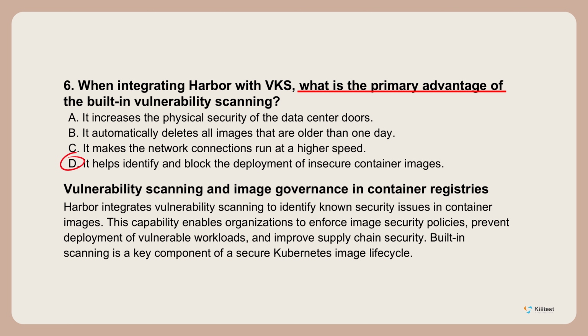It's an image governance checkpoint. So you're stopping vulnerabilities before they even get into the cluster. How does that work? Does Harbor just flag it, or does it actually stop the deployment? Oh, it actively prevents it. This is where policy enforcement is so critical. Harbor scans for known CVEs. So an organization can set a policy like no image with a critical CVE can be deployed.